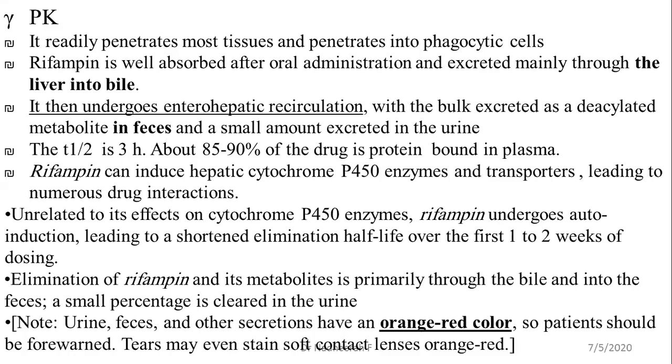Elimination of rifampin and its metabolites is primarily through the bile and into the feces. A small percentage is cleared in the urine. There is one important note: urine, feces, and other secretions have an orange-red color, and this is very important, so the patient should be forewarned. Tears may even stain soft contact lenses orange-red.